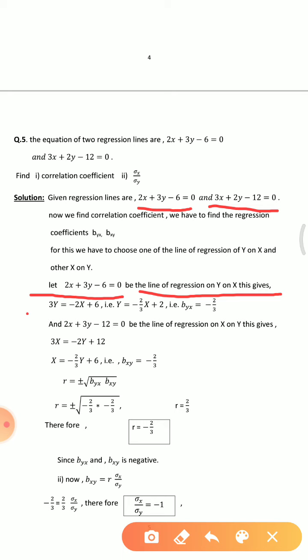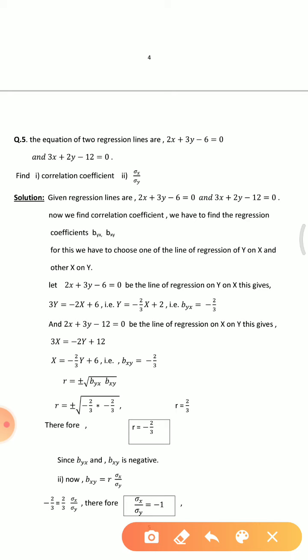Therefore, the equation becomes 3y = -2x + 6. Dividing both sides by 3, y = -2/3 x + 6/3, which is 2. That is, y = -2/3 x + 2. Therefore, the regression coefficient of y on x is -2/3. That means b_yx = -2/3.